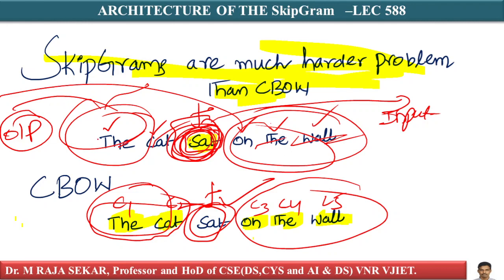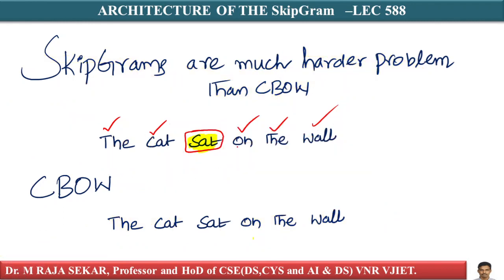isn't it? For example, if someone gives the cat on the wall, this is something like fill in the blank. I can fill this in a little bit easily. Why? Because I know all this other information. This is blank, this is given, this is given, this is given. Now I have to fill the blank. It is easy.